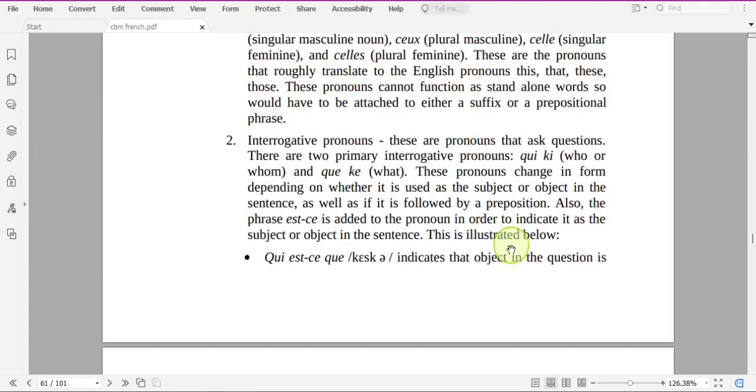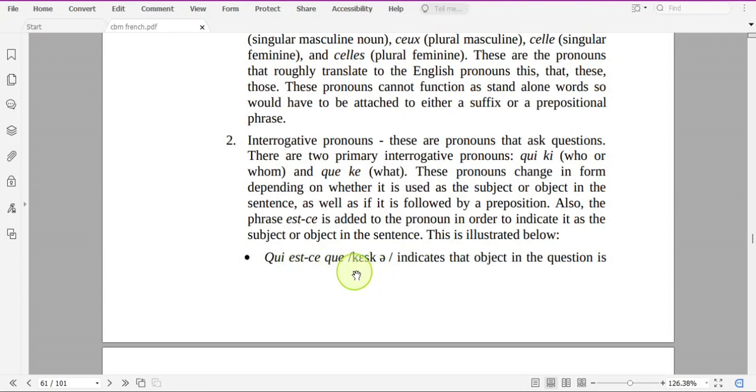Interrogative pronouns. These are pronouns that ask questions. There are two primary interrogative pronouns: qui, who or whom, and que, what. These pronouns change in form depending on whether it is used as the subject or object in the sentence, as well as if it is followed by a preposition. Also, the phrase est-ce is added to the pronoun in order to indicate it as the subject or object in the sentence. This is illustrated below.